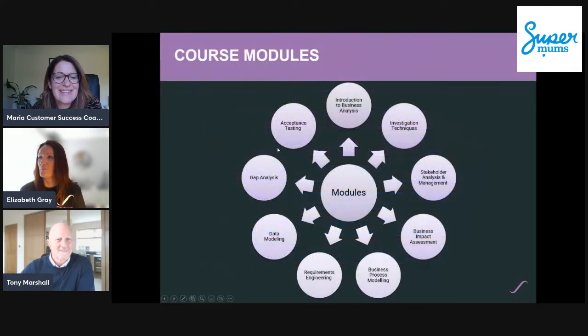Within this particular apprenticeship, there's a range of modules that we're going to cover, and within each of those modules, the learner is going to gather evidence from the workplace to support their understanding of those areas. That includes investigation techniques, stakeholder analysis, business impact assessment, business process modelling, requirements engineering, data modelling, gap analysis, acceptance testing. But we kick that all off with a big introduction to what business analysis is: the roles and responsibilities, the competencies, the technical abilities, what's required to be a business analyst.